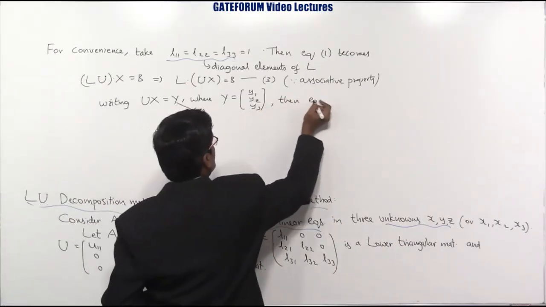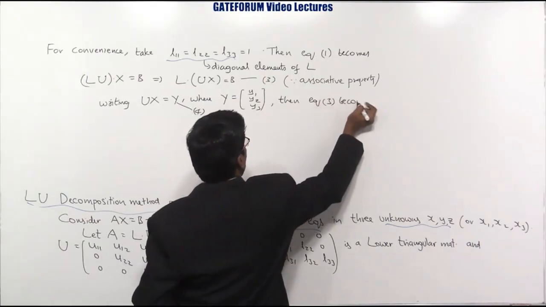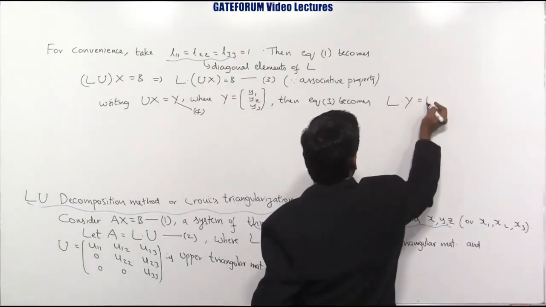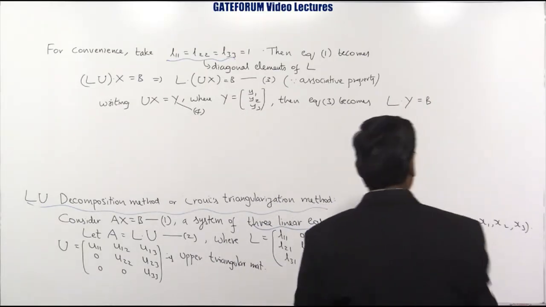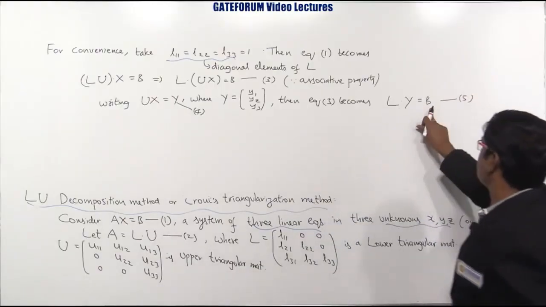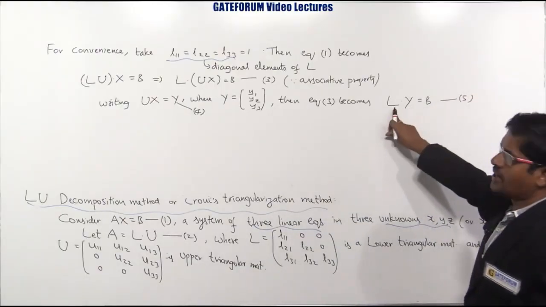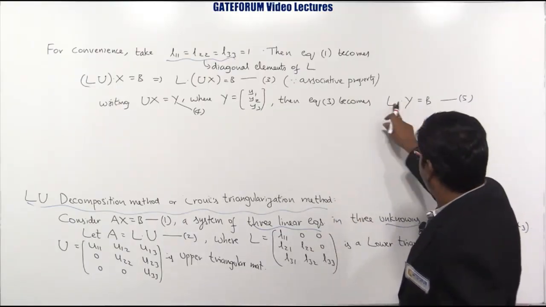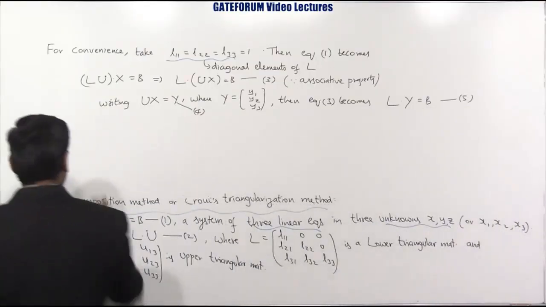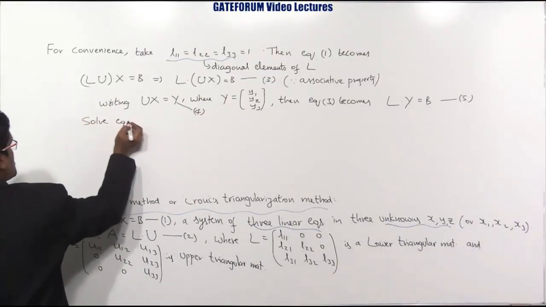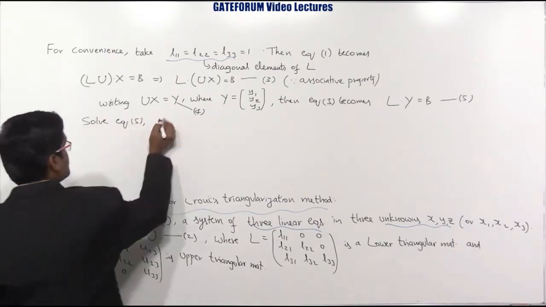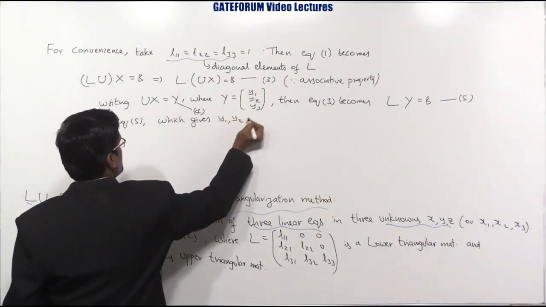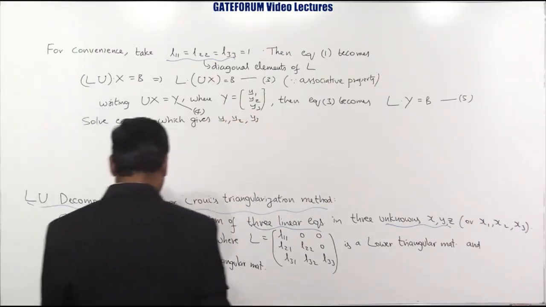Then equation 3 becomes: what is equation 3? This is Ux = Y. Substitute here: L into Y = B. So this is equation 5. L is known, the right side B is already given, and Y is obtained, with elements y1, y2, y3, by forward substitution. Solve equation 5, which gives y1, y2, y3 values. There is no explanation, each and every point I am writing.